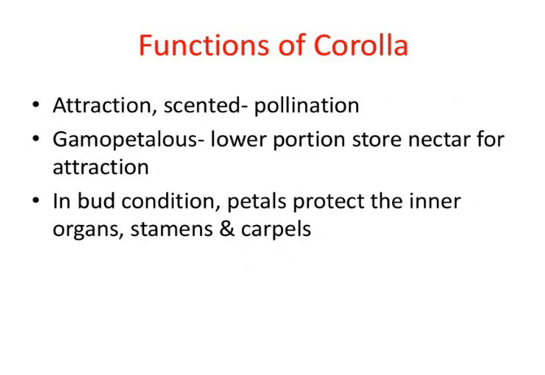Now, what are the functions of corolla? They have a scent. If they are fused, they are called gamopetalous, and the gamopetalous corolla has the capacity of storing nectar, honey. This honey is stored in the corolla tube when they are gamopetalous. Then, during the bud stage, petals also give protection to the stamens and carpels.